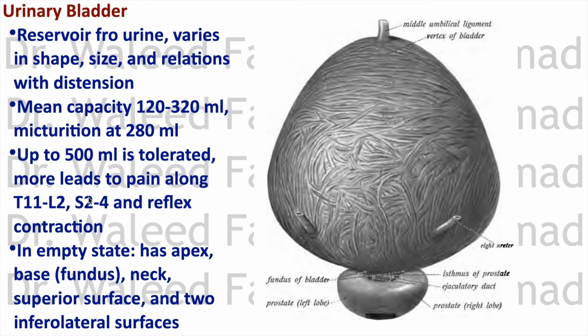In the empty state, it has an apex, it has a base or a fundus, it has a superior surface, it has two infralateral surfaces, and a neck. Okay, you can see it inside. The neck is right opposite to the prostate in males. So remember, it has an apex, it has a base or fundus, which is the posterior surface. It has a neck, it has a superior surface, it has two infralateral surfaces.